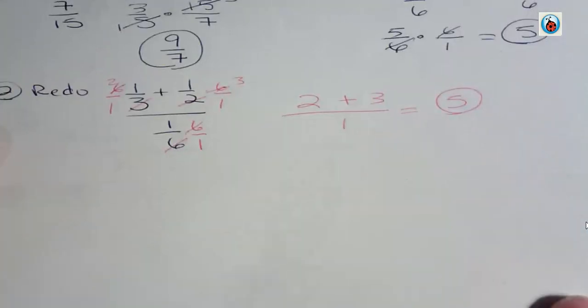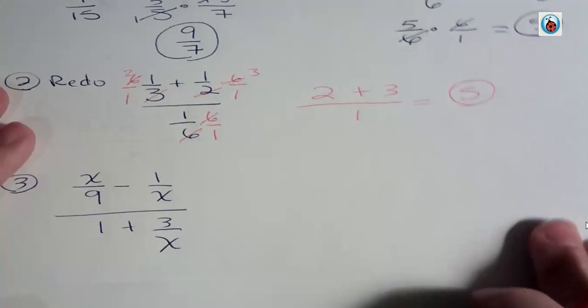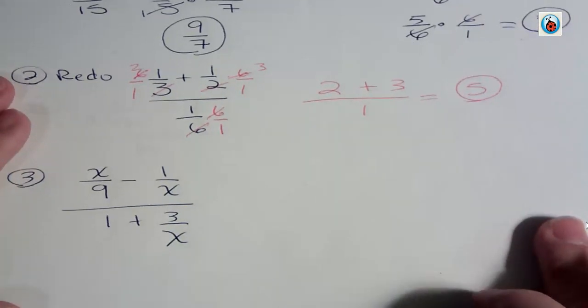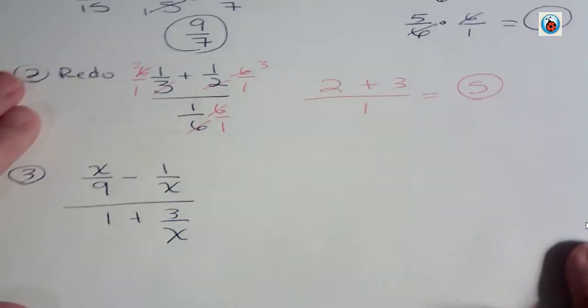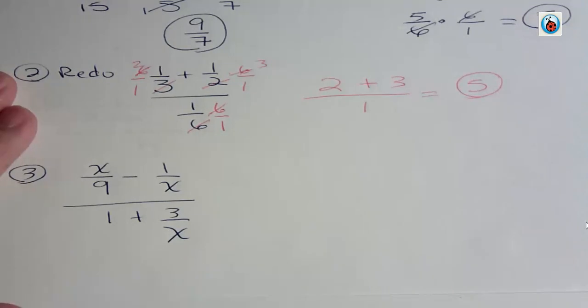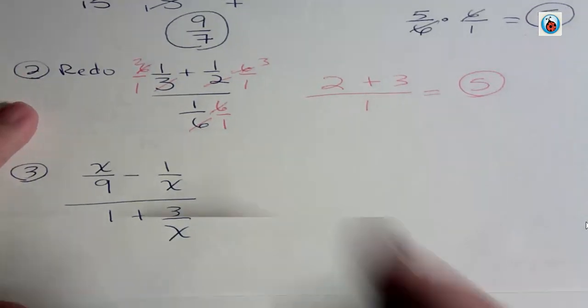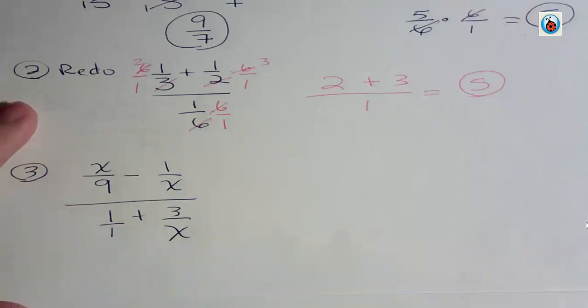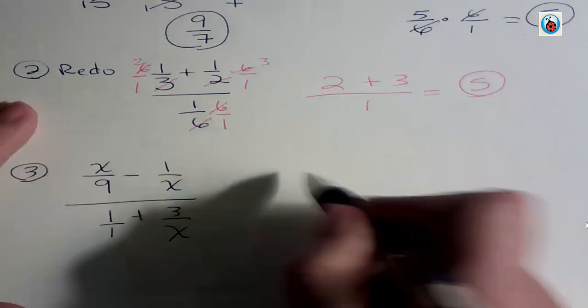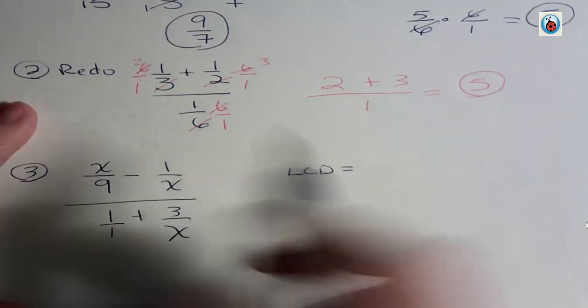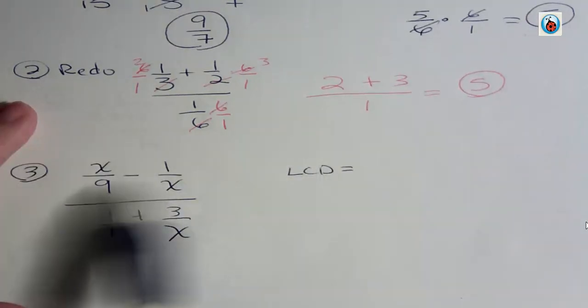Let's take a look at that method here, number 3. First, you have to decide what the least common denominator is. If you're having trouble with that, that's a different video as well. But basically, if you think about it, this is 1/1. So the denominators that we have are 9 and x. That's all we have. And so when you think about an LCD, you want to make sure that every fraction is represented. So here, I want to put a 9.